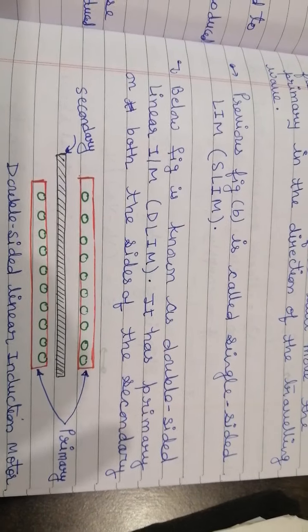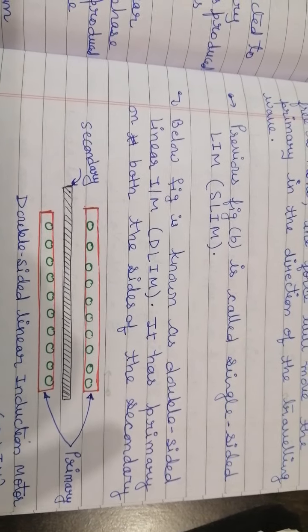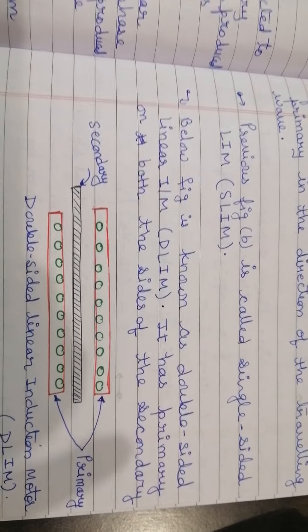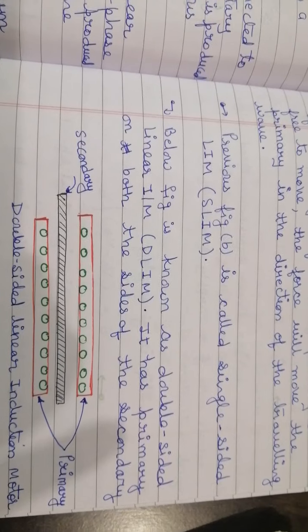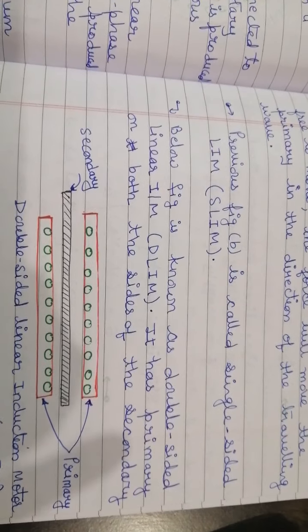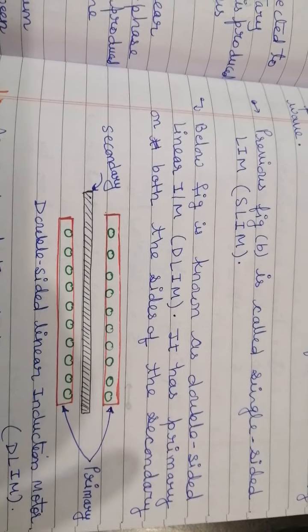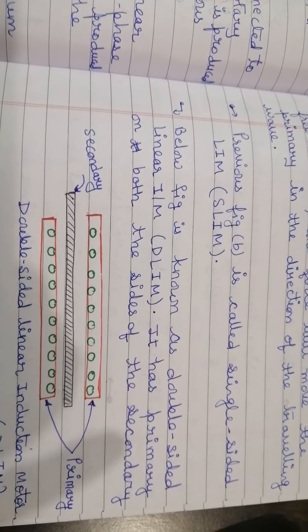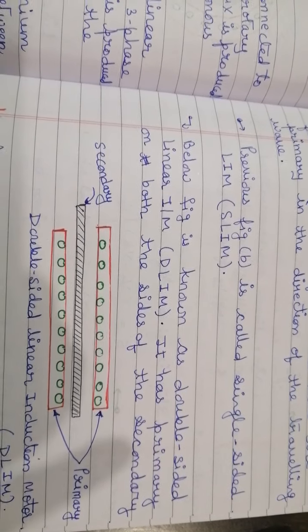One more thing: the speed does not depend on the number of poles but only on the pole pitch and the stator supply frequency. What is the pole pitch? Pole pitch is the distance between two poles. So when we calculate the speed in a linear induction motor, it depends on the pole pitch and the stator supply frequency.